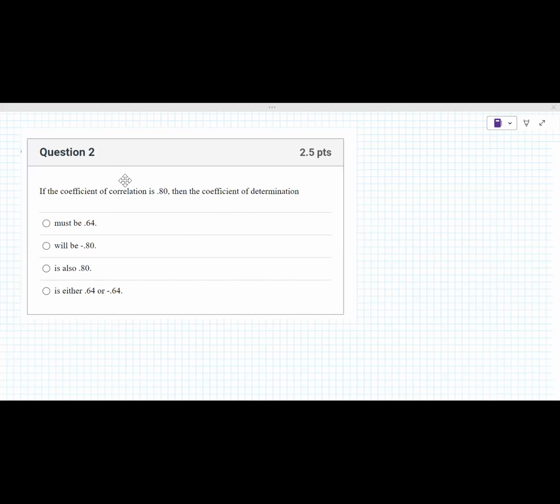There you go. Okay. If the coefficient of correlation is 0.8, that's R. Okay. The coefficient of determination is R squared. So if R equals 0.8, R squared is the square of 0.8. Okay. So it's 0.64. Okay. So that's the answer there.